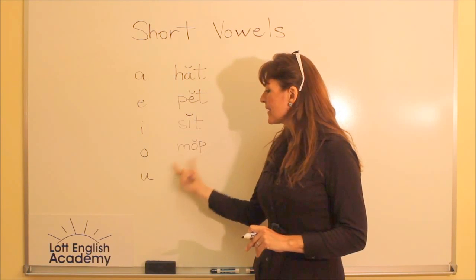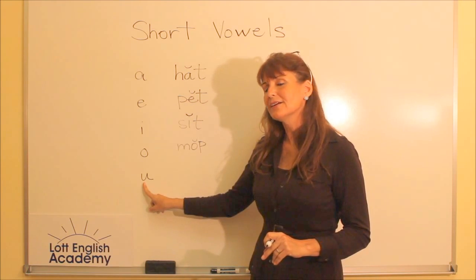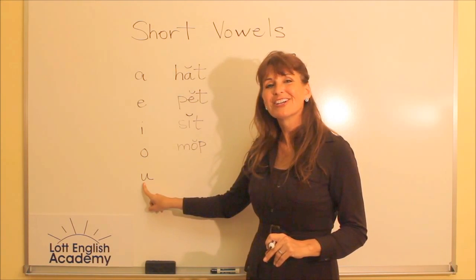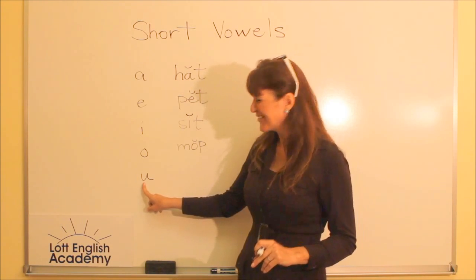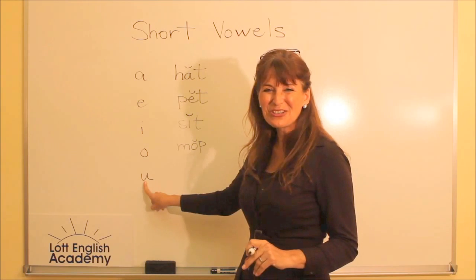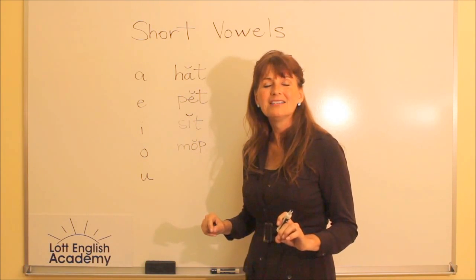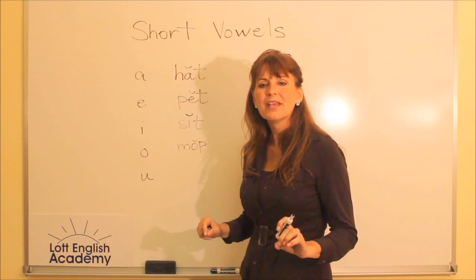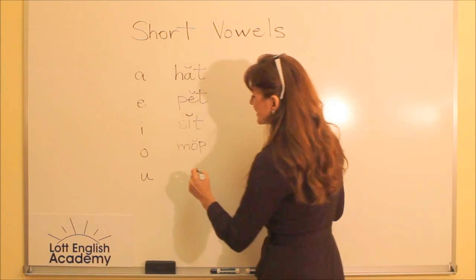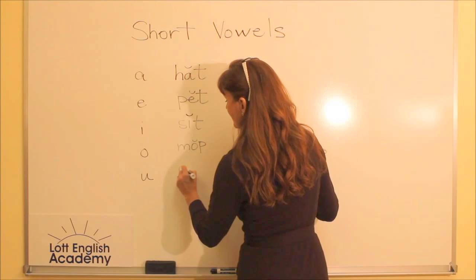The last vowel we're going to look at here is the letter U. Correct. Good job. This letter is the letter U. And when it makes the short sound, the sound is uh. And the word that I'd like to give you as an example of this is the word cub.